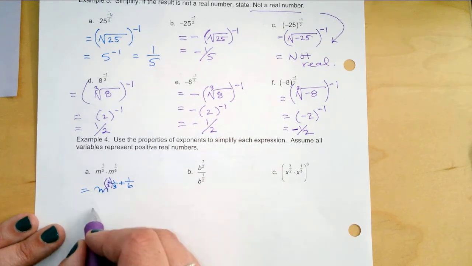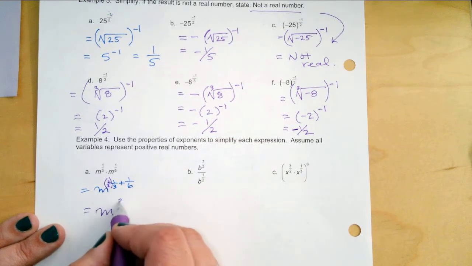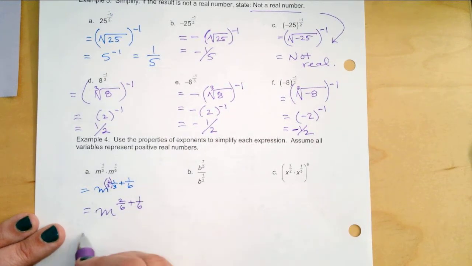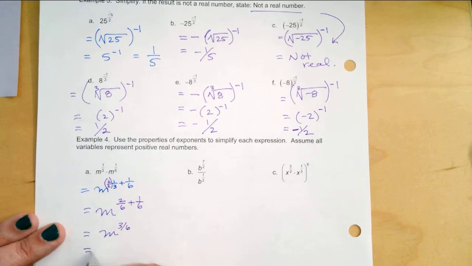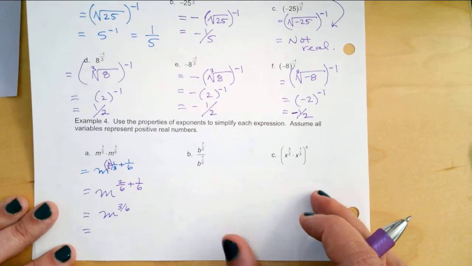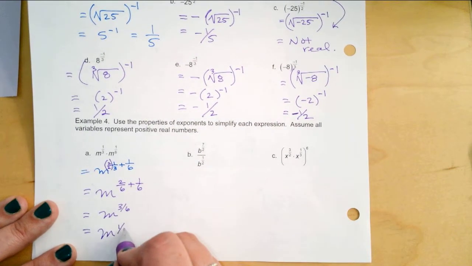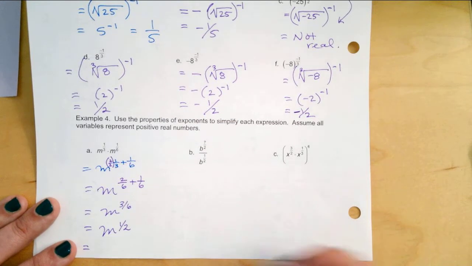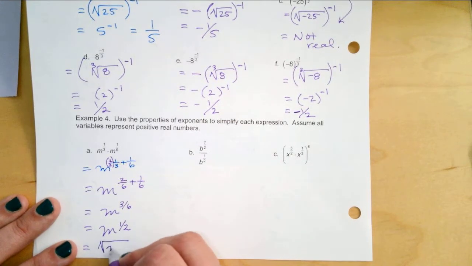And so what do I need to do to this fraction here? 2/2, right? So we have m to the 2/6 plus 1/6 is what? M to the 3/6. Could you reduce that fraction? M to the 1/2. Now can we put it in radical form? The square root of m, right? It's the same thing as the square root of m.